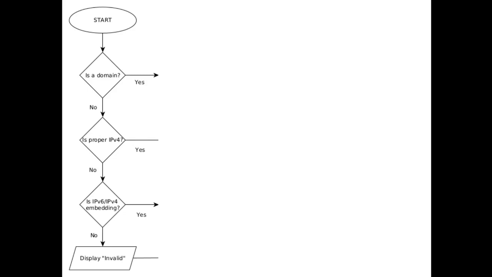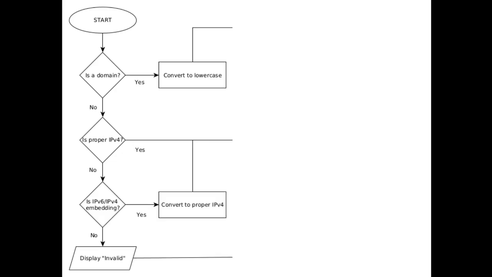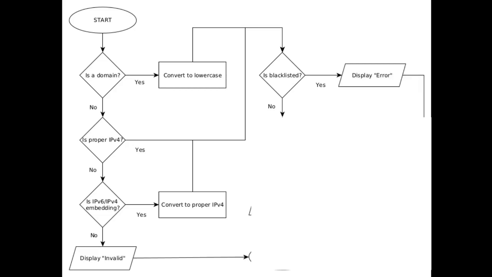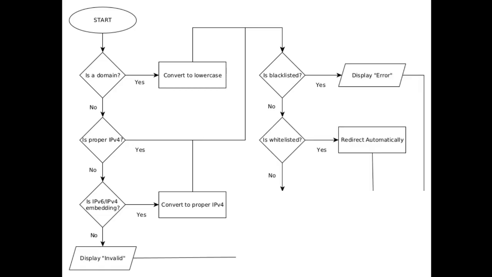Going back, if the link is a domain, we need to convert it to lowercase, so we can easily handle it when comparing to the blacklist or to the whitelist. Then, for the IPv6/IPv4 embedding, we need to convert it to the proper IPv4 format. After the domains and the IPs are simplified, we need to check if it is part of the blacklist. If it is blacklisted, we need to display an error. If it is part of the whitelist, we need to redirect the user automatically.